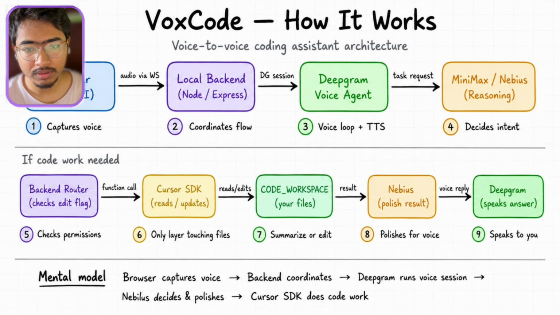Deepgram handles voice input, voice agent orchestration, function calling, and voice output. Nebius Token Factory runs the Minimax model for reasoning, intent routing, argument shaping, and chat titles, along with enhancing the chat responses. Cursor SDK handles code understanding and file edits.